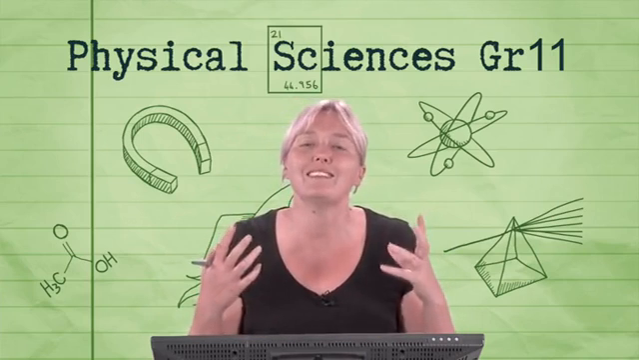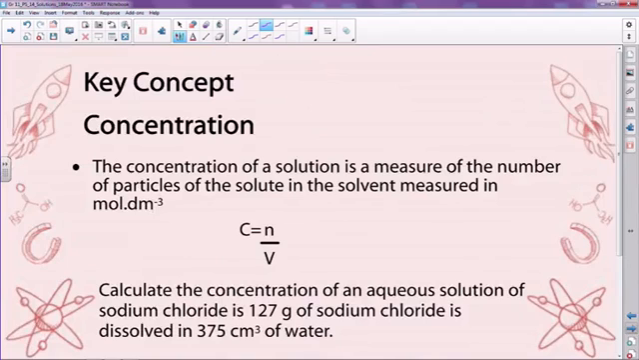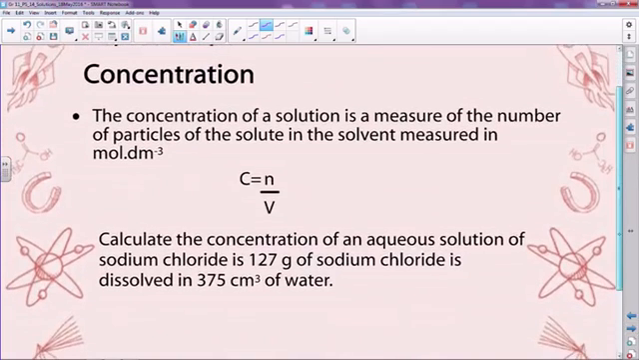Okay, so this is a very important calculation or equation, so that's why we're spending some time on it today. So let's see what else I've got in store for you. Right, let's go through what concentration is.